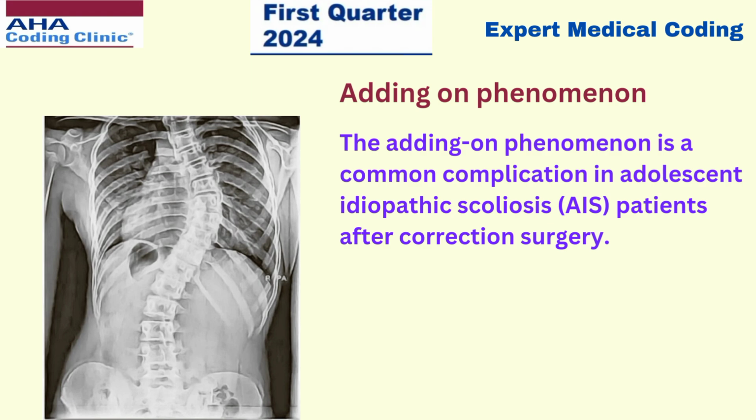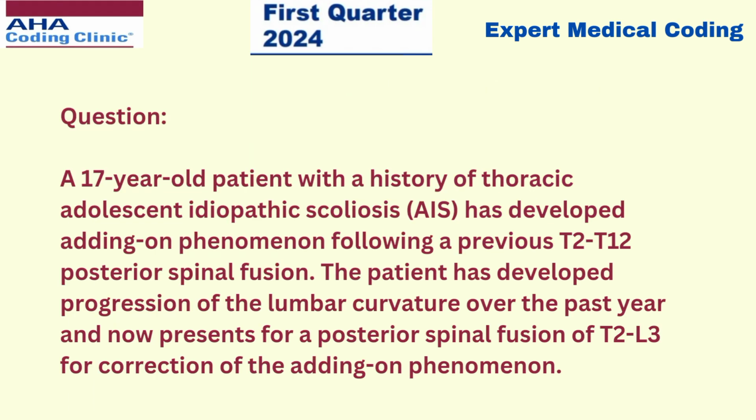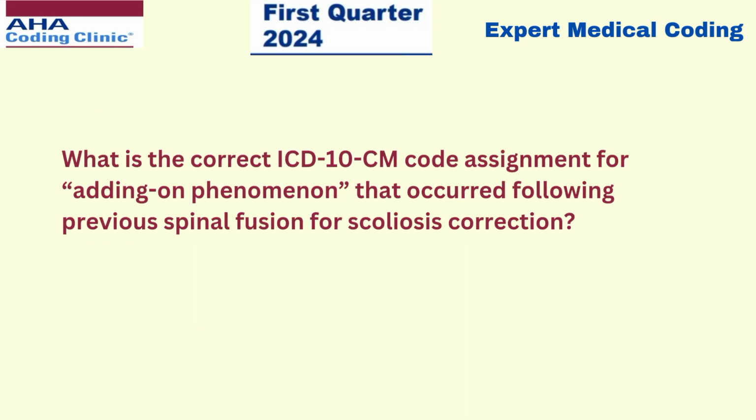Now let us move toward the scenario. A 17-year-old patient with a history of thoracic adolescent idiopathic scoliosis has developed adding-on phenomenon following a previous T2 to T12 posterior spinal fusion. The patient has developed progression of the lumbar curvature over the past year and now presents for a posterior spinal fusion of T2 to L3 for correction of the adding-on phenomenon. Now the question here is, what is the correct ICD-10-CM code assignment for adding-on phenomenon that occurred following previous spinal fusion for scoliosis correction?